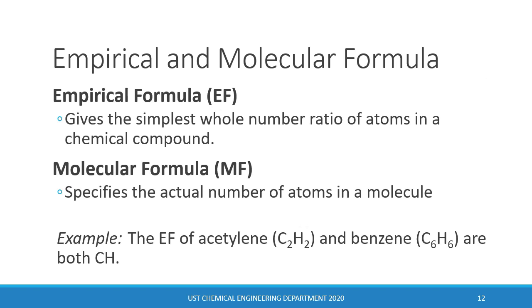Also, recall the difference between empirical and molecular formula. The empirical formula gives the simplest whole number ratio of the number of atoms in a particular chemical compound, while the molecular formula identifies the actual number of atoms in a molecule of that compound. For example, acetylene has a molecular formula of C2H2 and benzene is C6H6. If you simply look at their empirical formula, which is CH, you won't be able to differentiate between the two compounds.